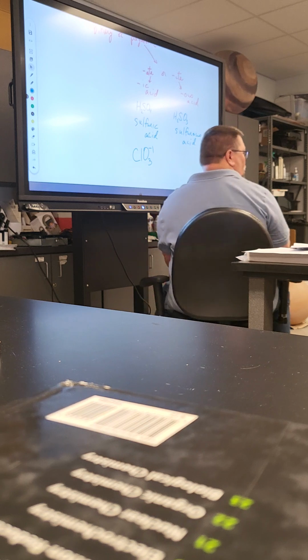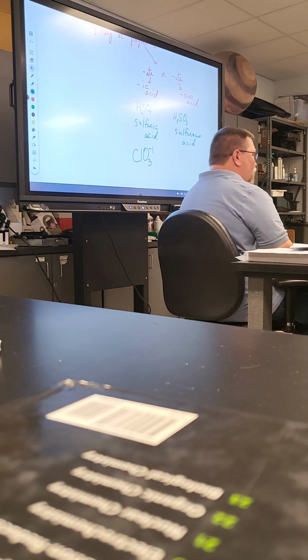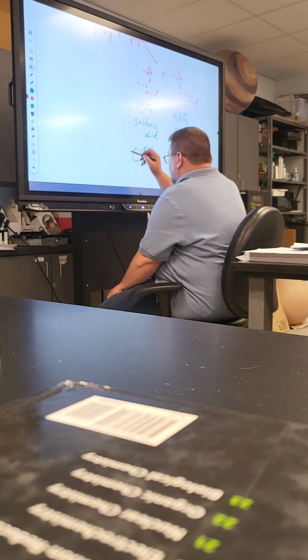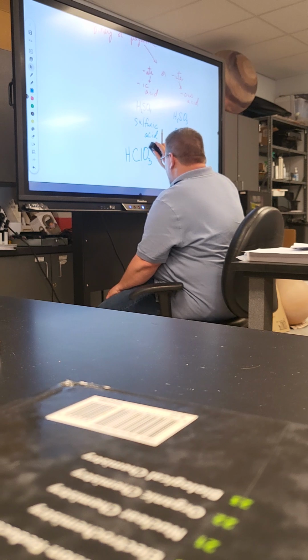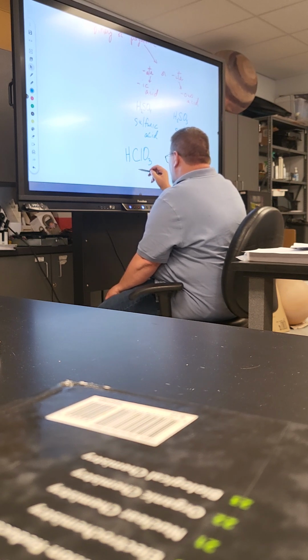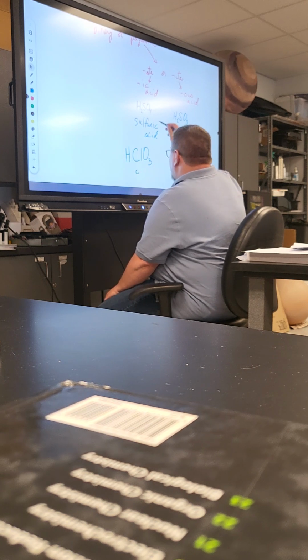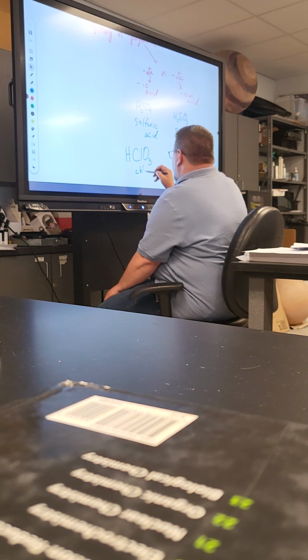Negative 1. Gotta know. So if it's negative 1, how many hydrogens? Just one. HClO3. And this is chlorate. So now, as an acid, we're gonna call it not -ate, it's the -ic form, so chloric acid.